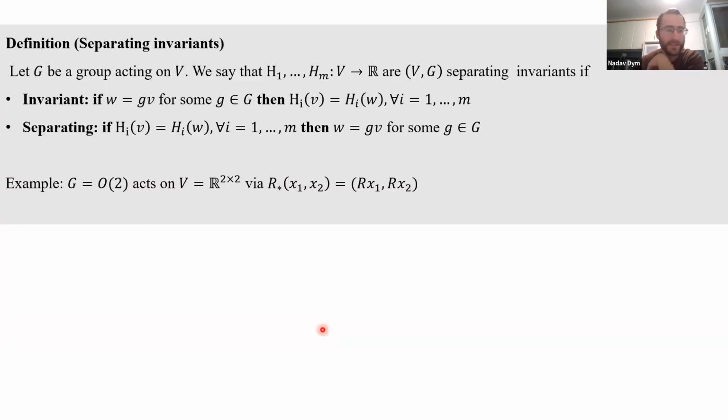Okay, so let's just see an example. Here's one of our point cloud examples: a simple point cloud, 2 points in R2. You have an action of the rotations, the orthogonal transformations here. You just apply this orthogonal transformation to x1 and x2, right?